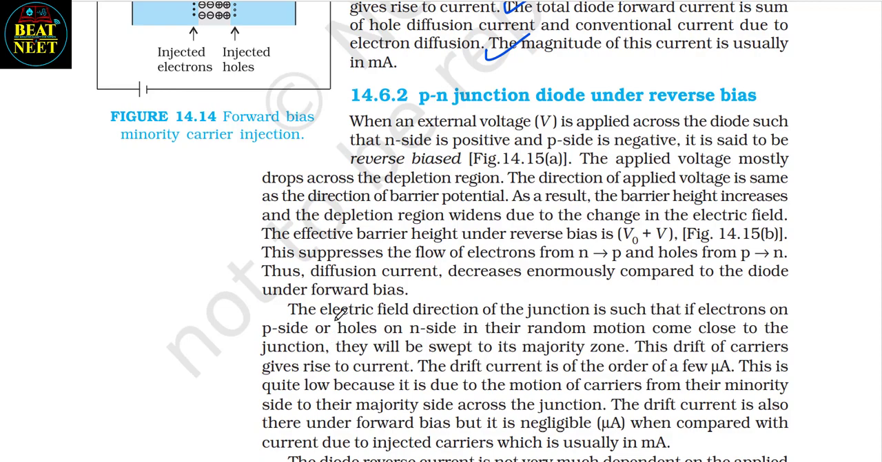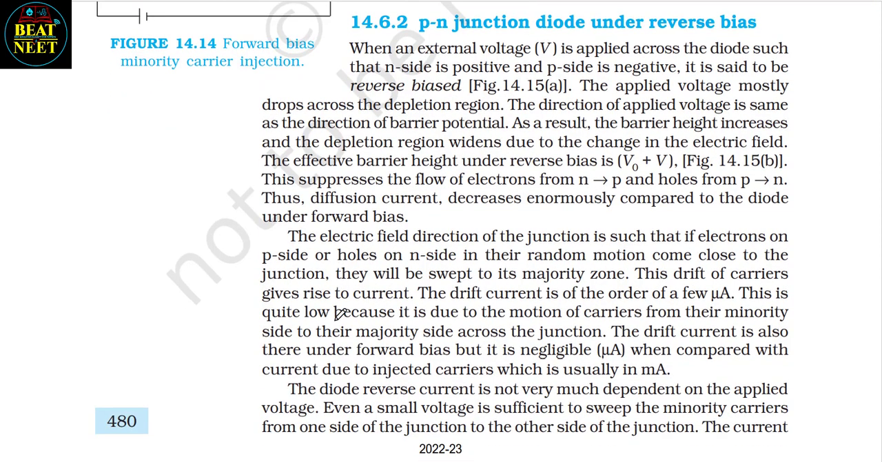And now 14.6.2 PN junction diode under reverse bias. When an external voltage is applied across the diode such that the N side is positive and the P side is negative, it is said to be reverse biased. The applied voltage mostly drops across the depletion region. The direction of applied voltage is the same as the direction of the barrier potential. As a result, the barrier height increases and the depletion region widens due to the change in the electric field. The effective barrier height under reverse bias is V0 plus V. This suppresses the flow of electrons from N to P and holes from P to N. Thus, diffusion current decreases enormously compared to the diode under forward bias.